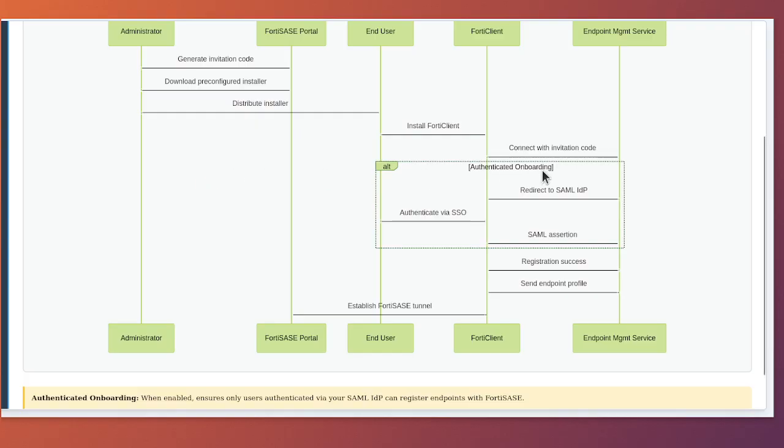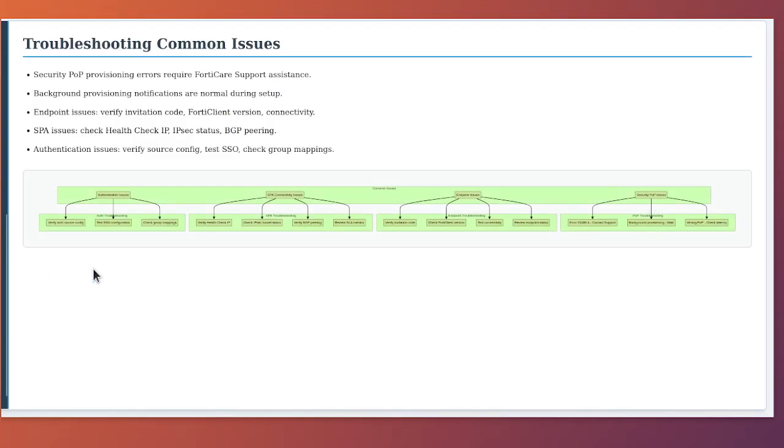With authenticated onboarding, a new invitation code is generated that requires authentication. All previously managed endpoints are automatically migrated to use the new code, and pre-configured installers are updated with the new code. Troubleshooting common issues. Let me cover some common issues you may encounter with FortiSASE and how to troubleshoot them.